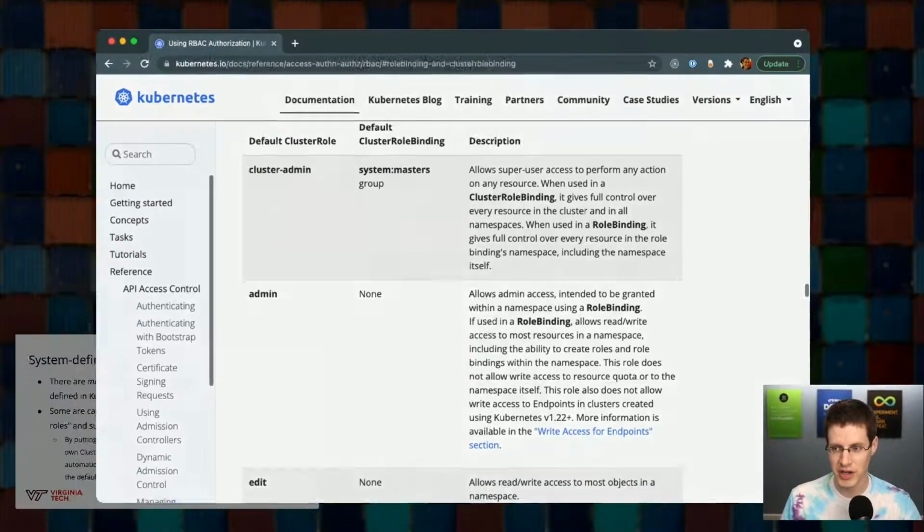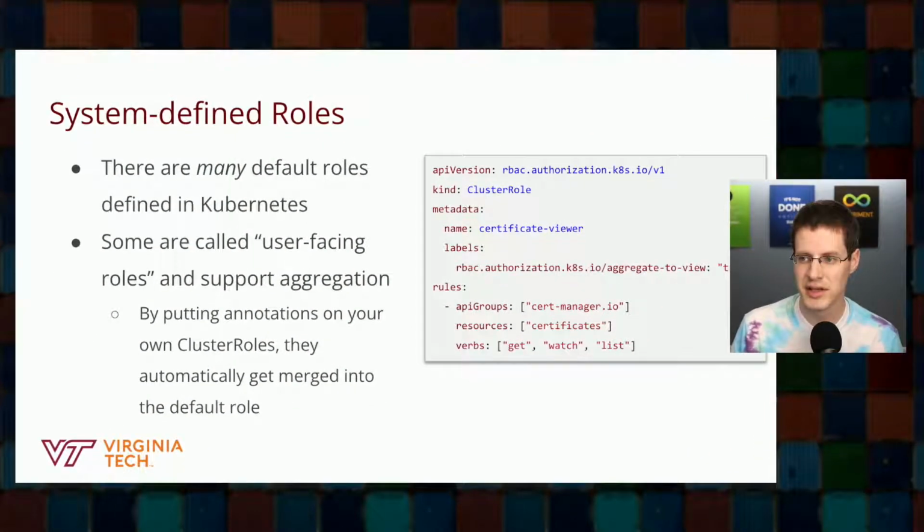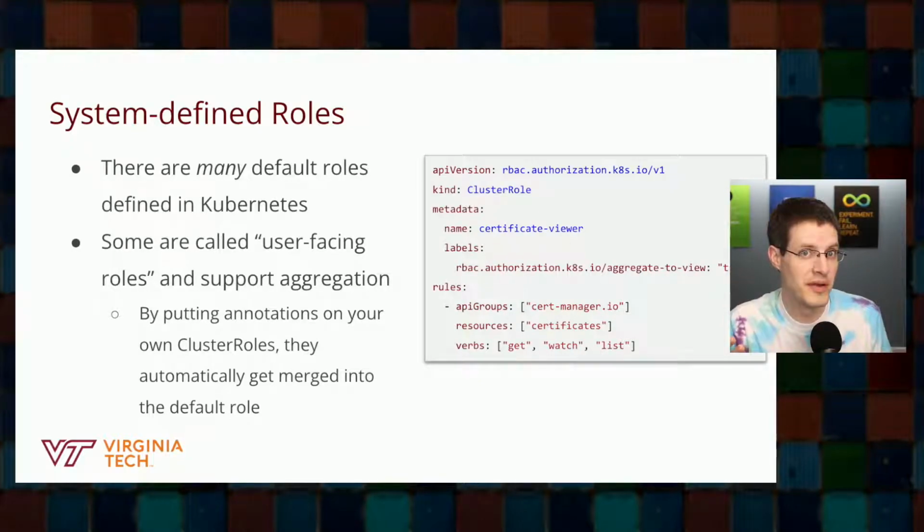In fact, I've got an example on the slide here. In this case, I'm using a custom resource definition from a tool called Cert Manager that allows me to ask for and get certificates. The API group is Cert Manager, and I'm going to allow get, watch, and list, and aggregate to view. So now if somebody gets the view role granted to them, they can also have permission to get, watch, and list certificates. It might be helpful for you. You probably won't run into it too much, but it's good to know that it's there.